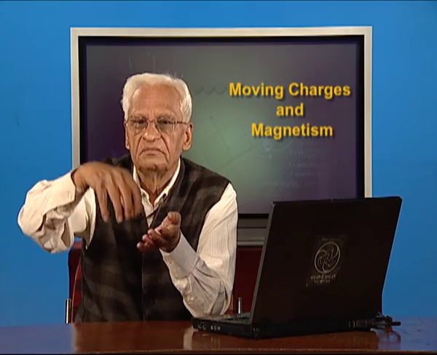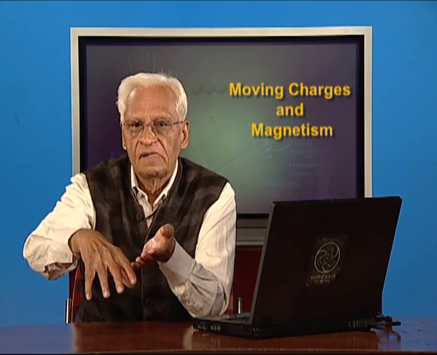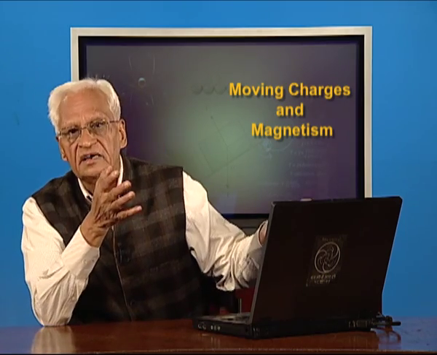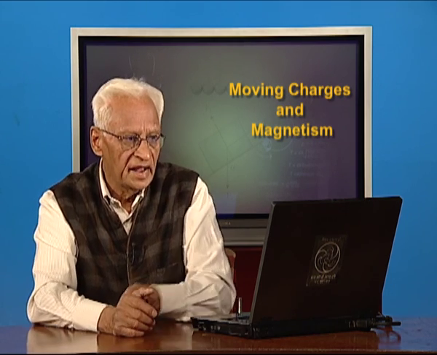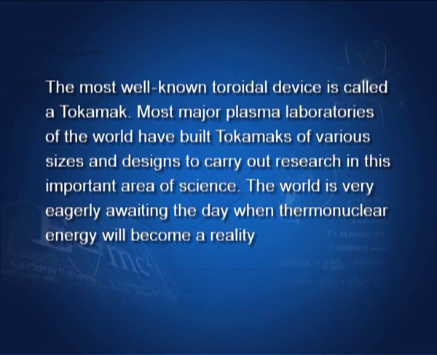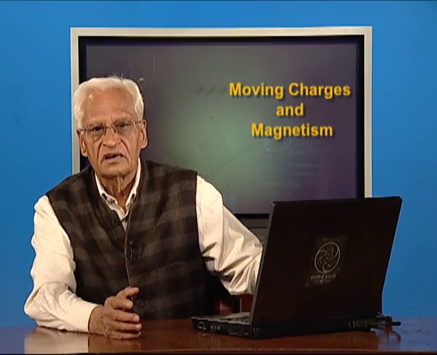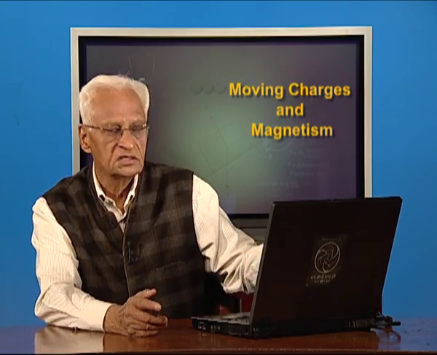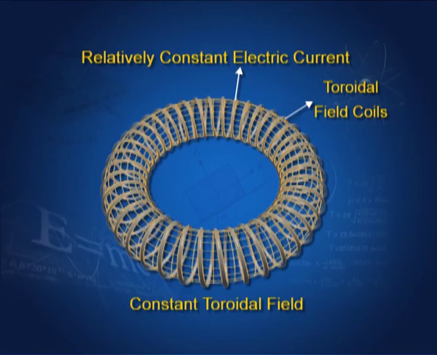so that deuterium and tritium can react, and most laboratories in the world which are working in this area have built toroids, and one of the most well known toroidal devices is called a tokamak, and this tokamak is found in all major laboratories around the world, and they are trying to achieve thermonuclear fusion using these tokamaks. This picture I have taken from Wikipedia. This is a familiar toroidal device called a tokamak, which is found in many laboratories around the world.